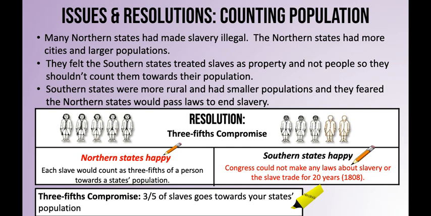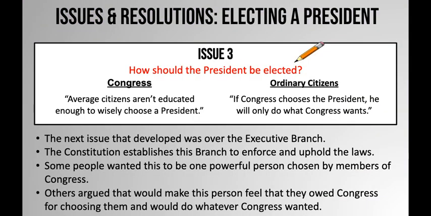Okay, the third issue that we have is how should the president be elected? We're in the middle of page 8. How should the president be elected? It was a big issue because when they set up the executive branch, some of the people wanted one powerful person to be chosen by Congress to lead the executive branch.